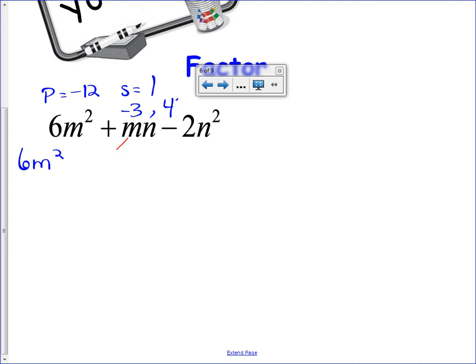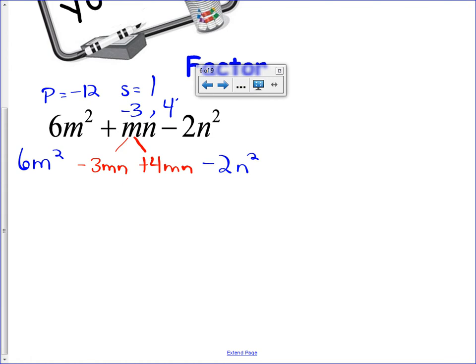So I keep my first term the same, 6m squared. I decompose this middle term here. When I decompose it, I have to include whatever the variable is here. So I should write this negative 3mn plus 4mn. My last term stays the same. How many of you had this step written out?